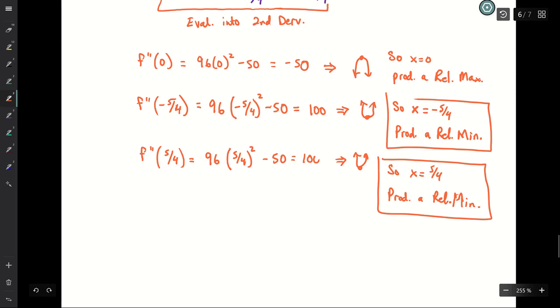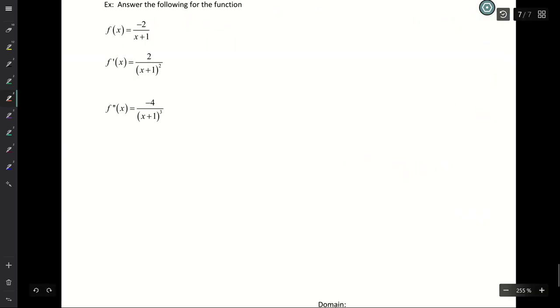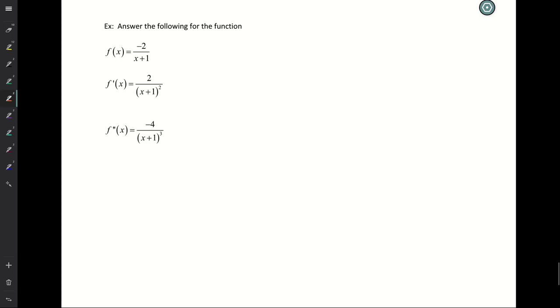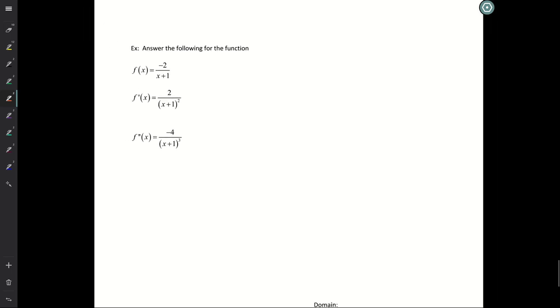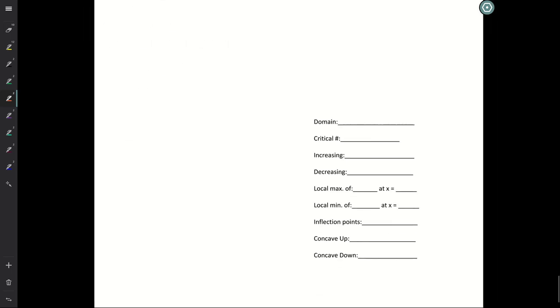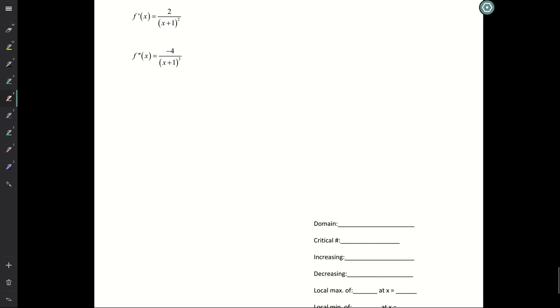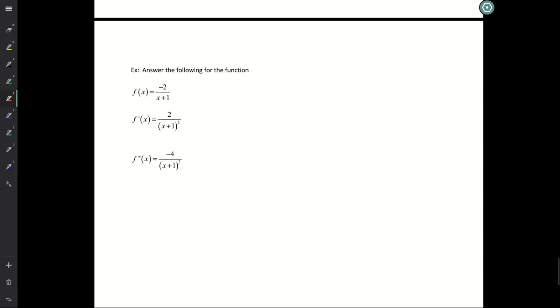All right, from here, I believe we've got one other question as a follow-up. And what we're going to kind of do on this is we're going to cheat as much as possible in that they gave us the first derivative and the second derivative and the original function. This is a nice way to ask you a question without it taking you a bunch of time. And they want us to answer these following questions. So they want the domain, critical numbers, increasing, decreasing, local max and min, and points of inflection, concave up and down. So on here, we're going to do this one quickly.